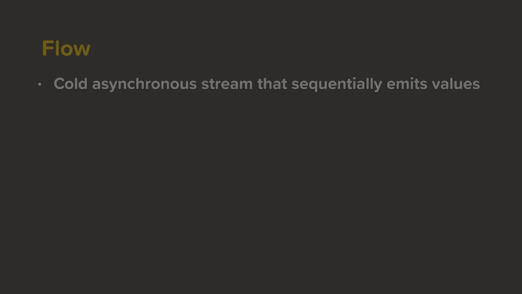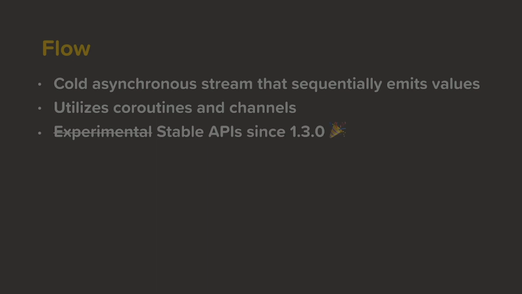Then there comes the flow. What is flow? Flow is a cold asynchronous stream of data. It is much like a reactive observable, wherein we can sequentially emit values and subscribe to those values. Flow utilizes coroutines and channels internally. Flow APIs became stable since coroutines version 1.3.0, and now we're at 1.3.5. That means it has been quite some time since these APIs have become stable.